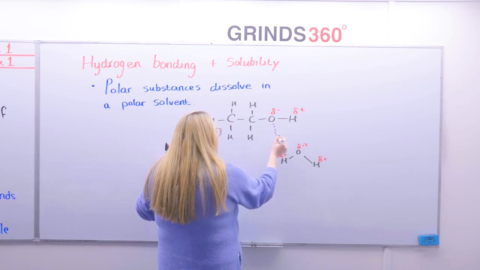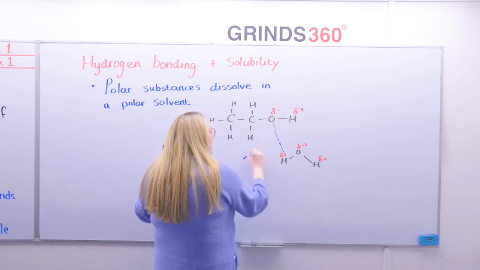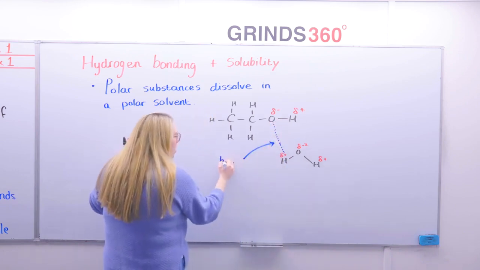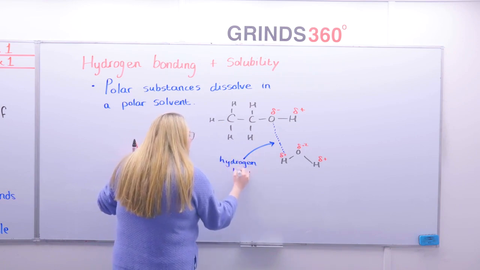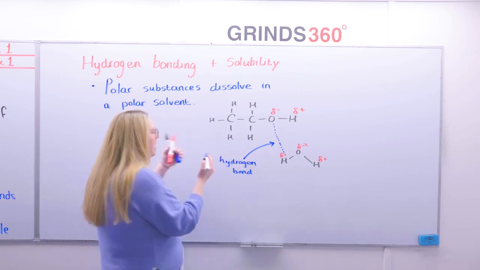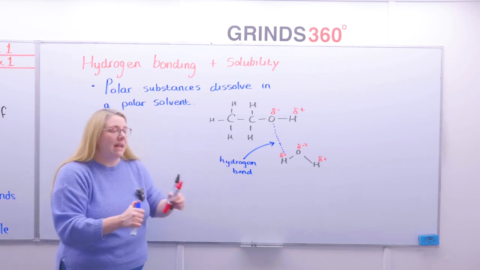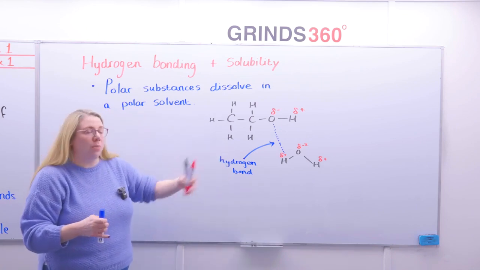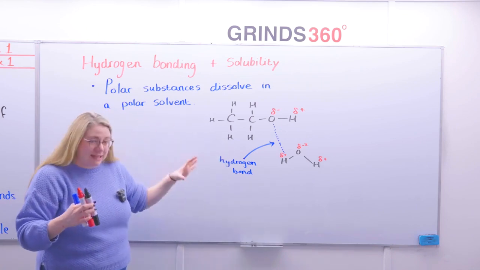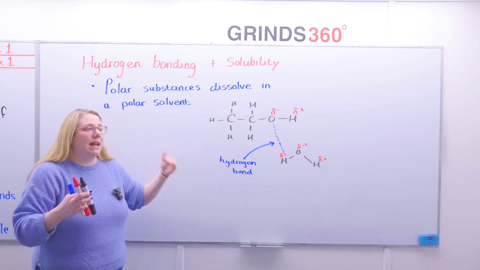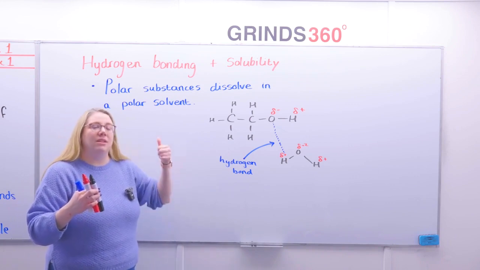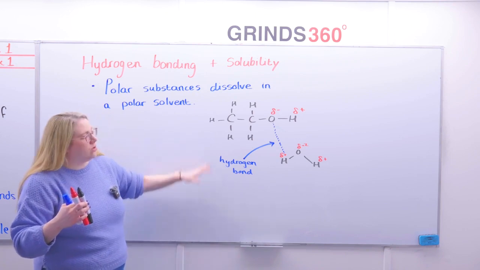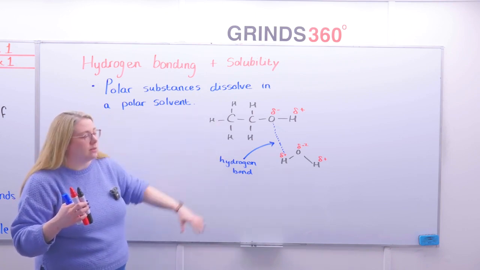A delta plus to delta minus force of attraction like that is called a hydrogen bond. Even though the molecule is not bonding to or interacting with itself, it doesn't matter. It is interacting with another polar molecule, and it is a hydrogen bond. Does it have an oxygen? Yes. Is there a hydrogen attached to that oxygen? Yes. Therefore, it's a hydrogen bond in between the 2 molecules.